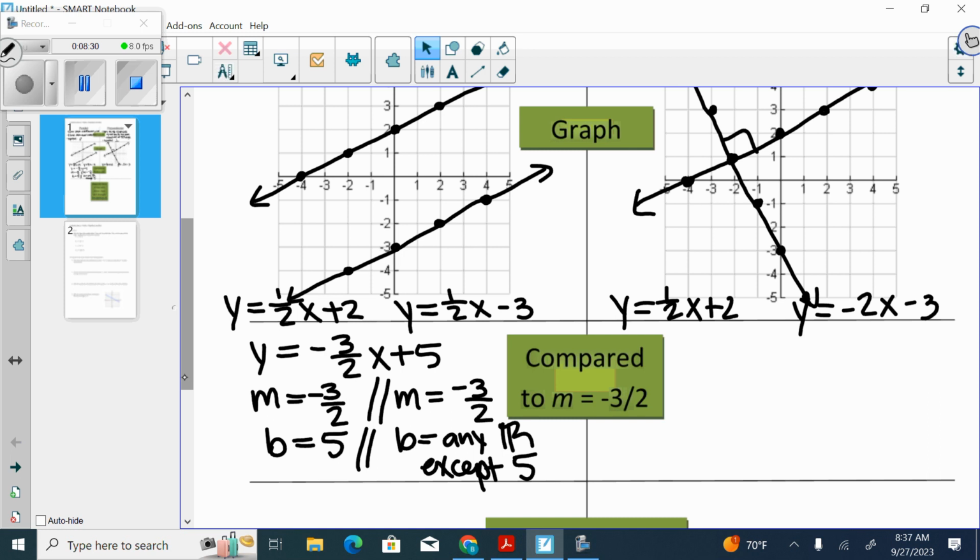Okay. So if I were to compare that over here to some line that I want to be perpendicular, so still got that same equation, -3/2 x plus 5. So currently, my slope is -3/2. If I want a line perpendicular to that, what would the slope be? +2/3. Good.